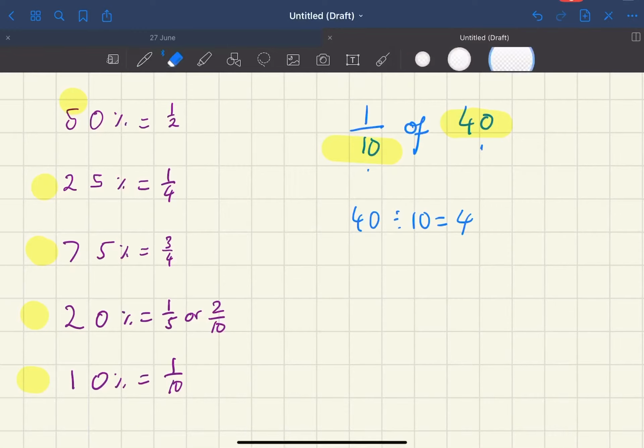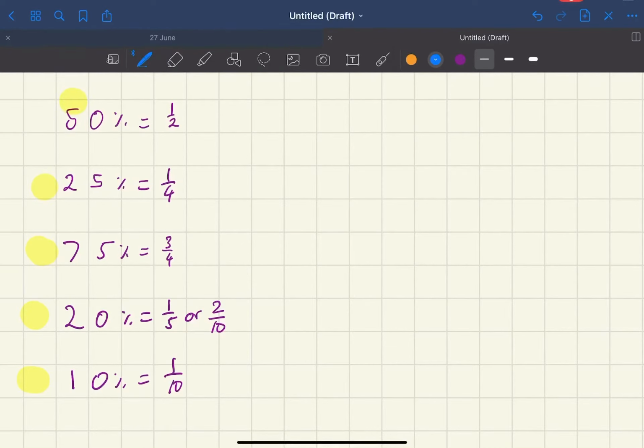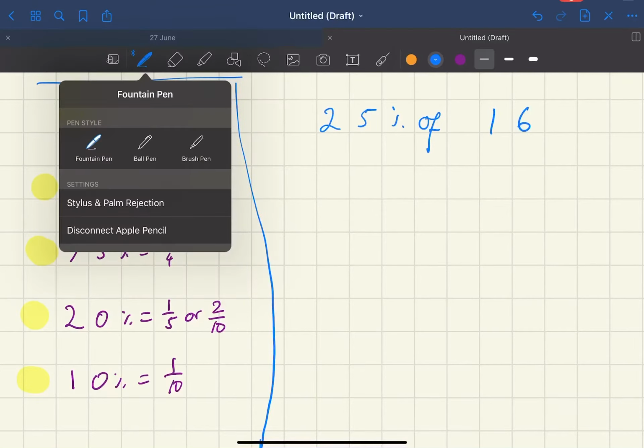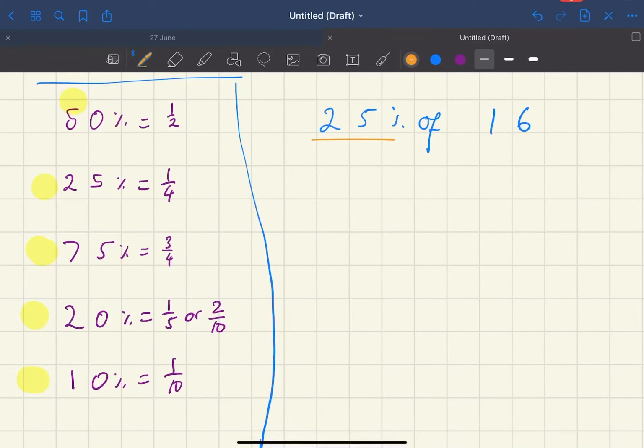Okay, now if I know how to do that, I can find out percentages of amounts by using this key information over here. So say, for example, if I have got 25% of 16, I need to figure out what 25% is as a fraction. I can look over here and it says 25% is a quarter. So I just need to find a quarter of 16. Now to do that, I'll just need to divide 16 by 4. There we go, 16 divided by 4 equals 4.